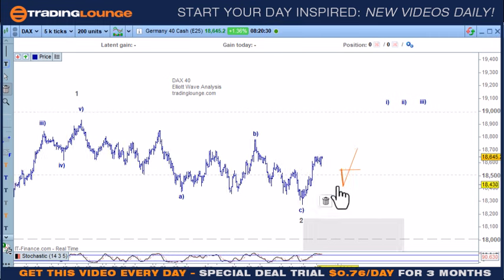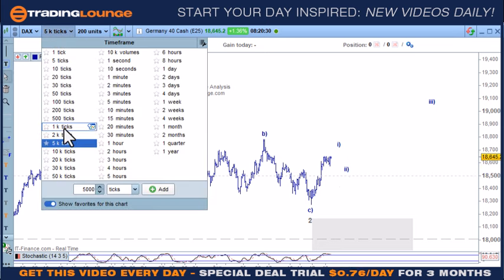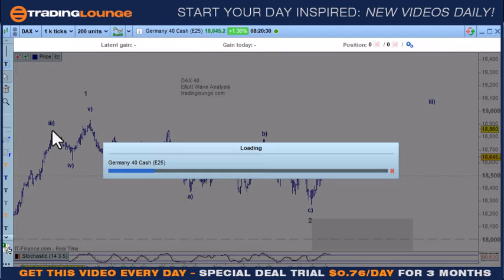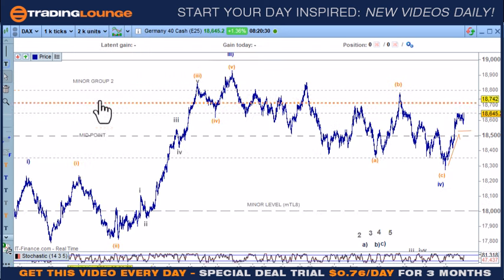We're getting 5 waves up here now, right? So didn't mean to delete that. So we can look at this as 1 and 2 to the upside here at least. I'm just going to go to the 5k tick there. So 1k tick. And we need to look at this. So let's just get some more data in.